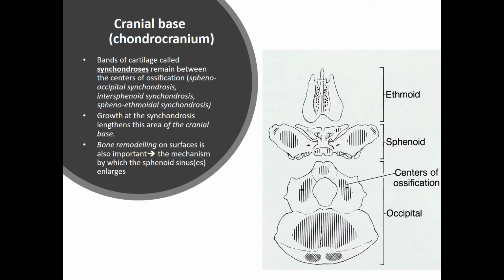The growth in the synchondrosis is very important to maintain the increase in length and the proper shape to accommodate the sinuses, etc. And the type of bone formation at those synchondroses, as we said, is endochondral ossification, and the type of cartilage is primary cartilage, which means it's a growth center. In addition to growth at the synchondroses, we will have bone remodeling in order to accommodate the change in shape and size of the brain and associated structures and the formation of sinuses like the sphenoid sinus, etc.